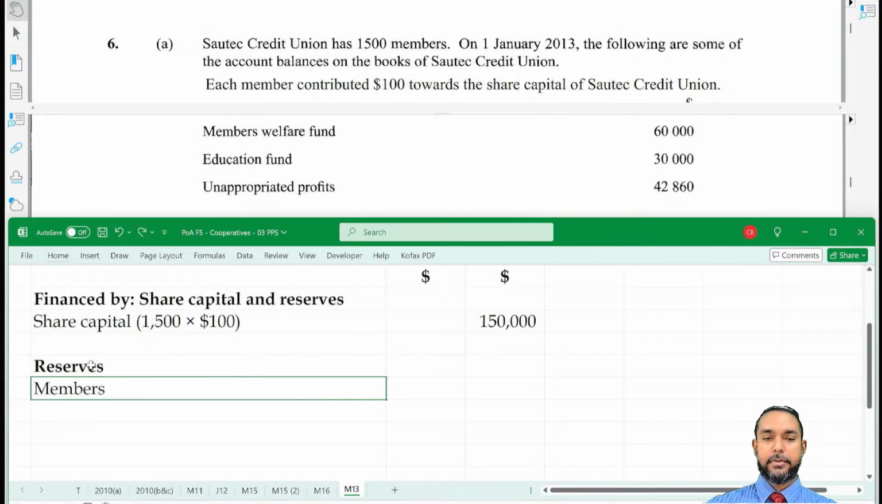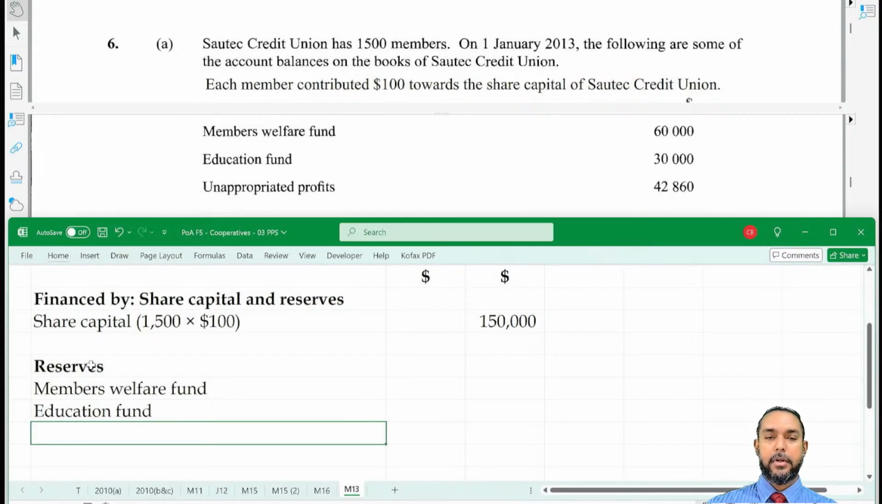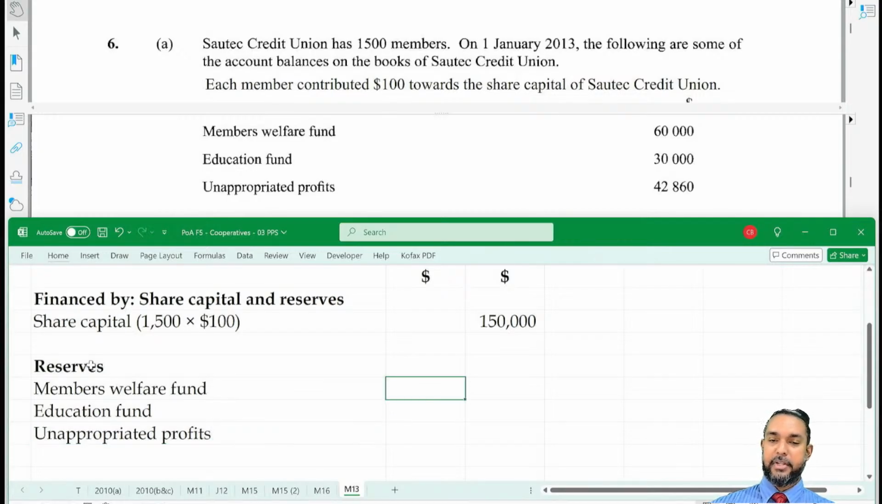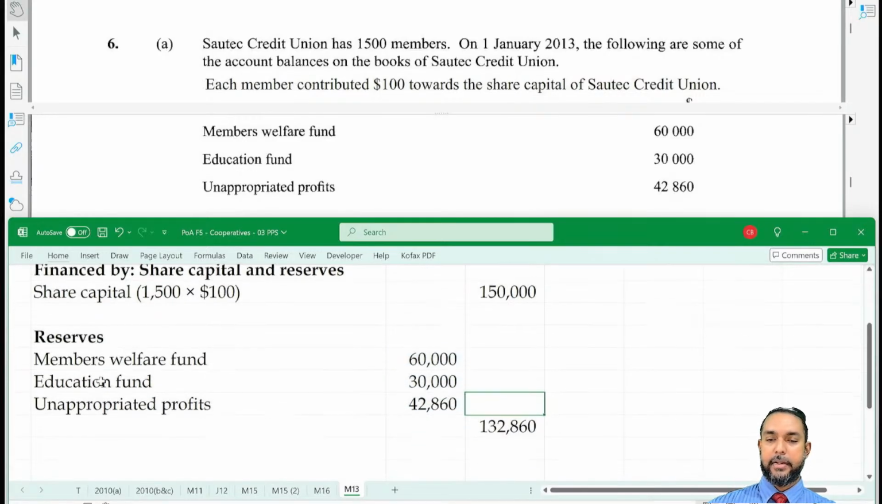Right, so members' welfare fund, education fund, and unappropriated profits, which we know is supposed to say undistributed surplus. But we'll leave it, right? That's what they gave to us, so that's what we'll give them back. So 60,000, 30,000, 42,860. Add that together, put that there, and then add those two. Right. We're gonna maximize that.